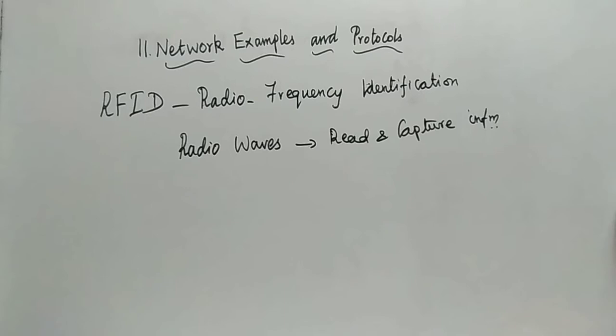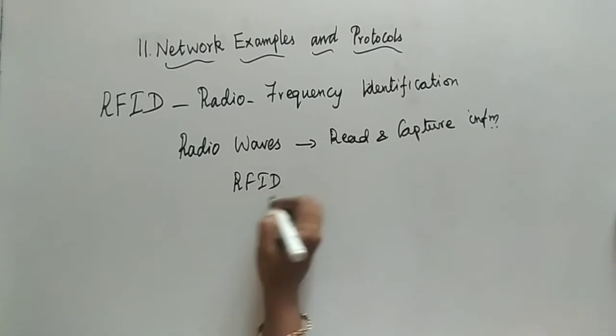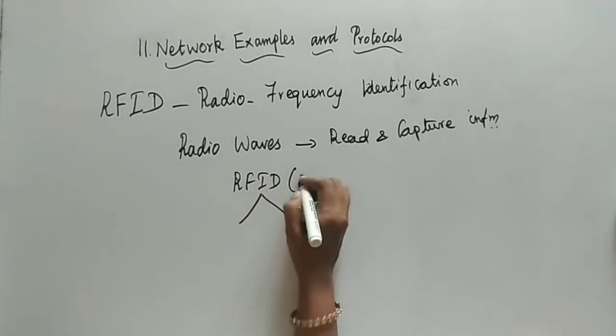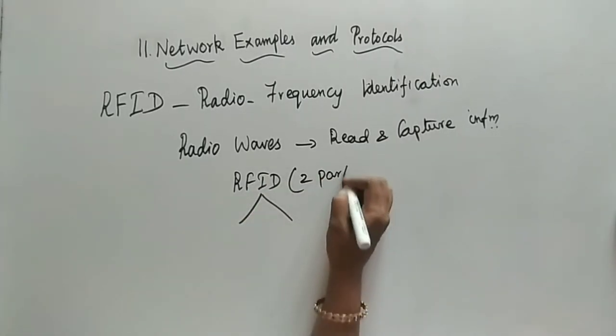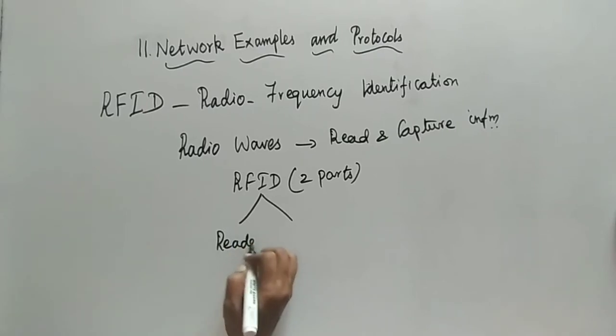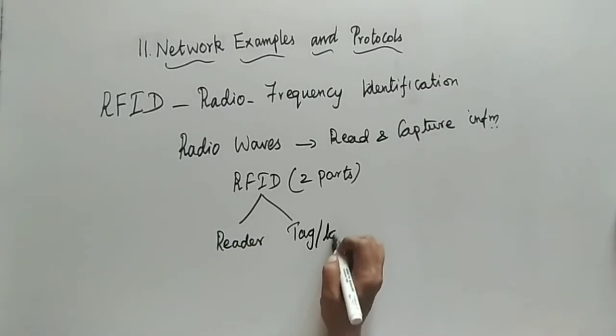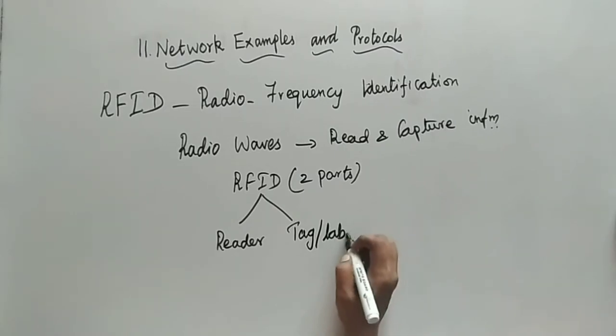Here the RFID is made up of 2 parts. So what are the 2 parts? The first one is your reader, and the next one is your tag, otherwise you can call it a label. So RFID has 2 parts: the reader, and the tag.